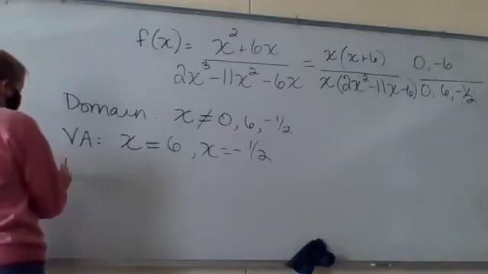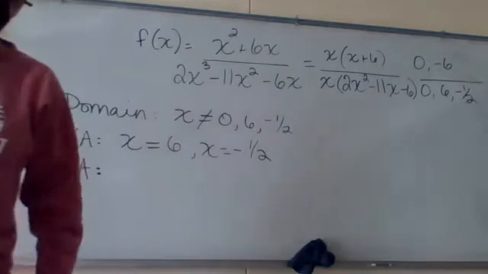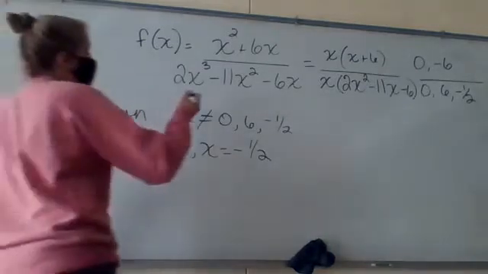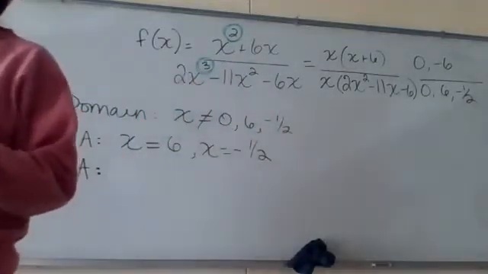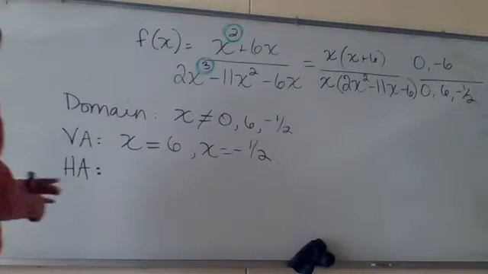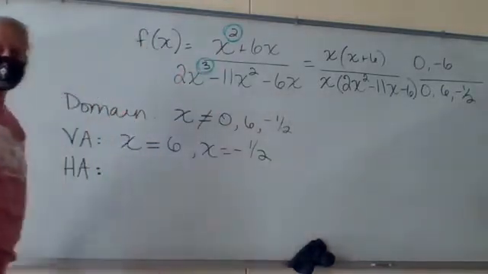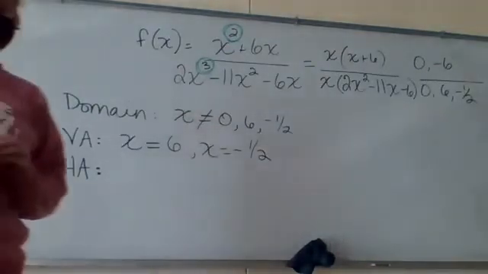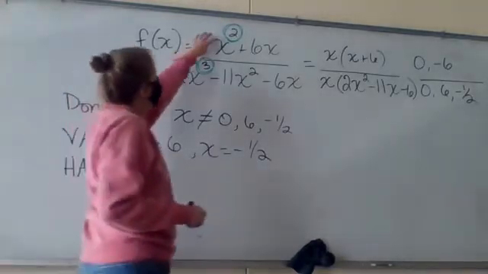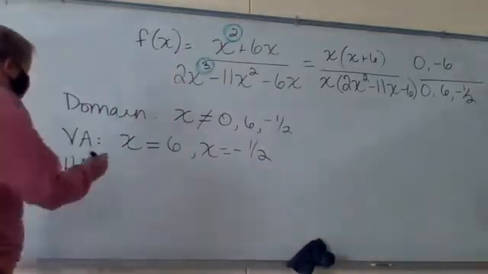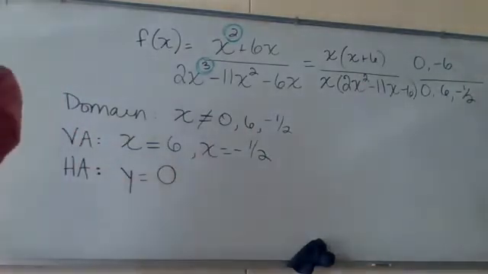Then it wants to know the horizontal asymptote. Remember where that comes from. That comes from the degree of the numerator compared to the degree of the denominator. So there are my degrees, the highest exponents. What do you notice? The degree of the numerator is less than the degree of the denominator. So that's when we go to that horizontal asymptote chart that tells us if the degree of the numerator is less than the degree of the denominator, your horizontal asymptote is at y equals 0.